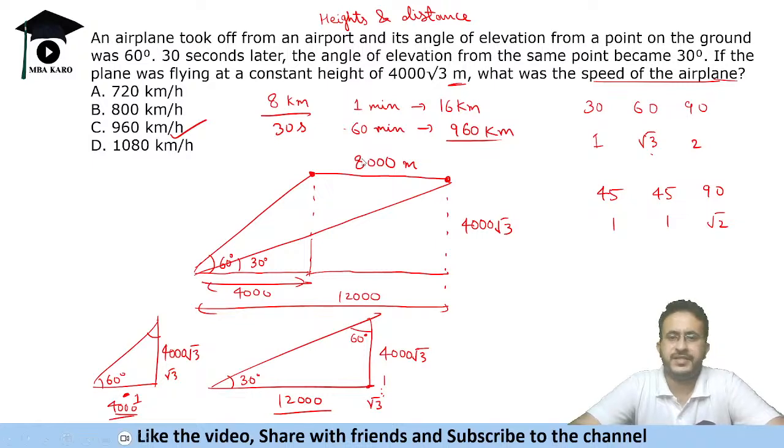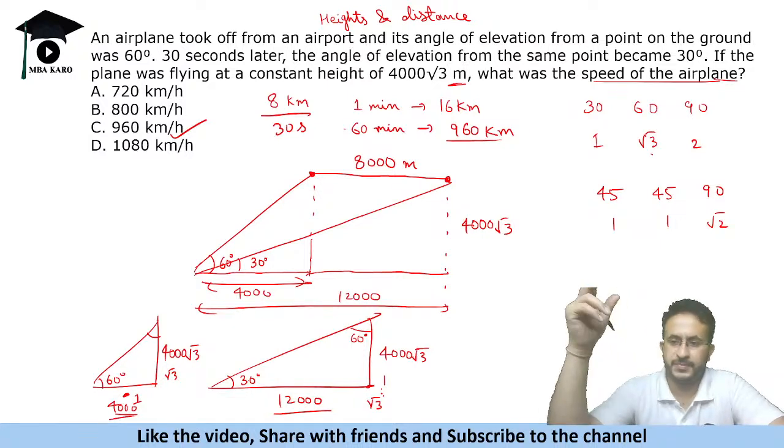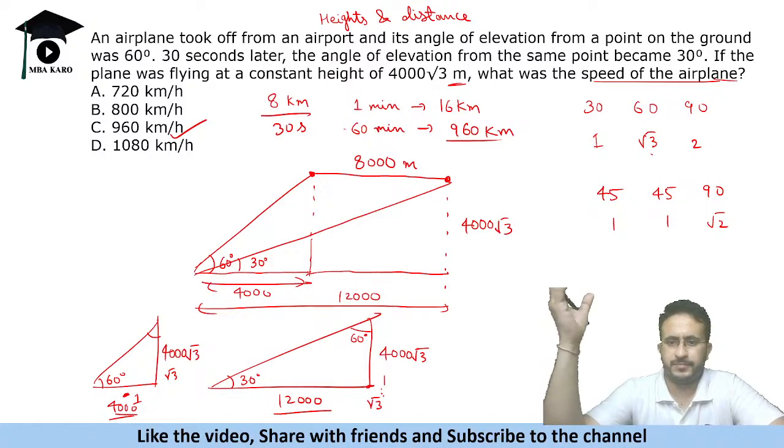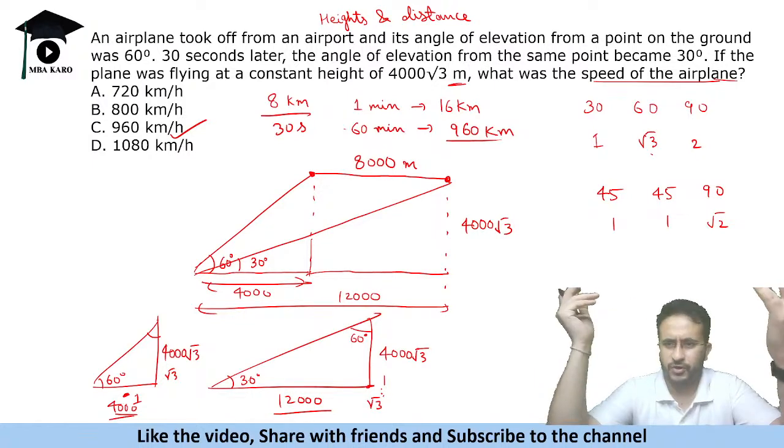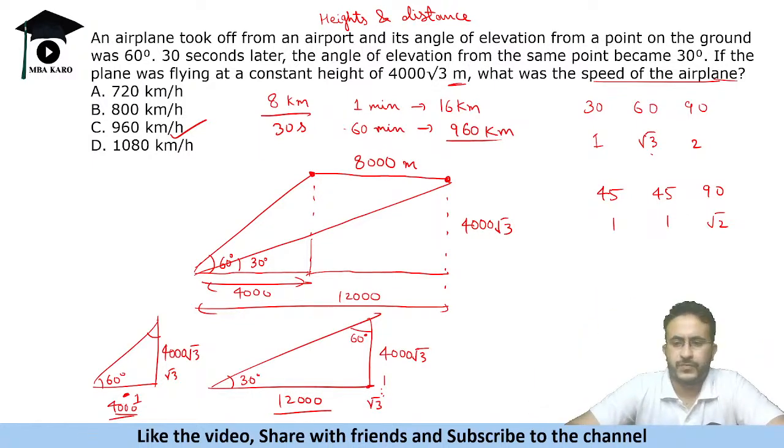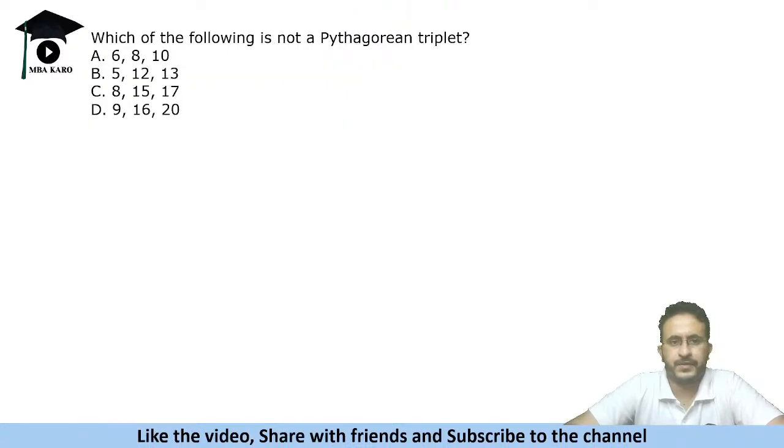Okay, heights and distances, you can expect a question. ठीक है, आपको कोई या तो डायग्राम दे देंगे या फिर कोई कंडीशन दे देंगे that a car is moving at this speed and an aeroplane is flying at this height, and like some stationary objects. So this is how we do this question. Okay, so this is a very easy question.